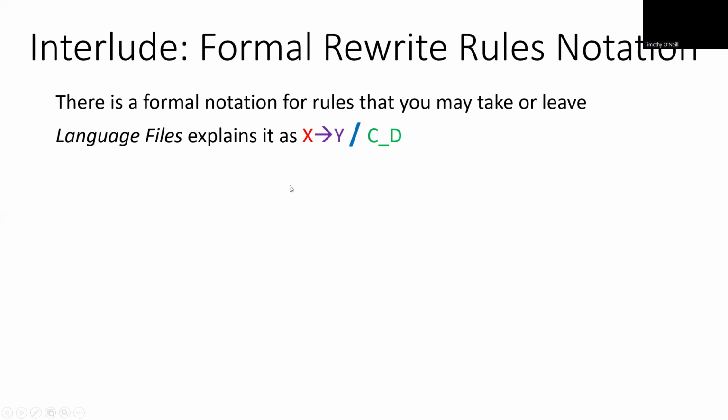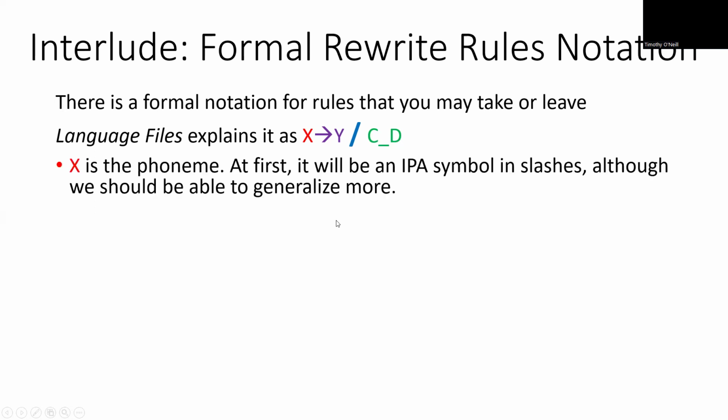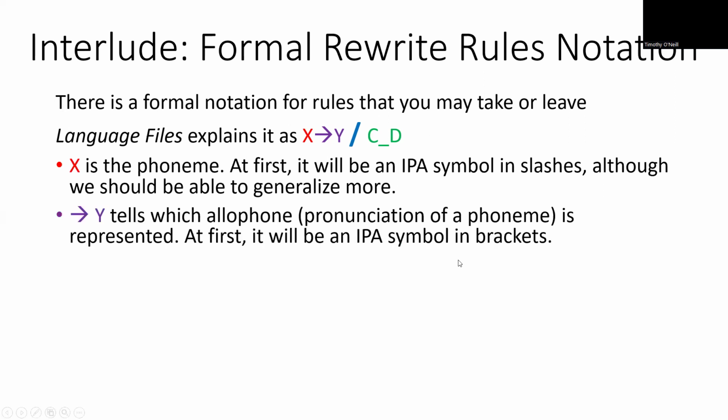So we have this standard rule format. It's in your textbook, and they call it X arrow Y / C _ D. And you can pronounce that X becomes Y, or X is pronounced Y in the following environment after C and before D. So breaking that down, X is the phoneme. We're going to start off by just writing an IPA symbol there. We'll be able to generalize that more as we go. The arrow to Y, that tells us which allophone is represented. Again, that's going to be an IPA symbol as well.